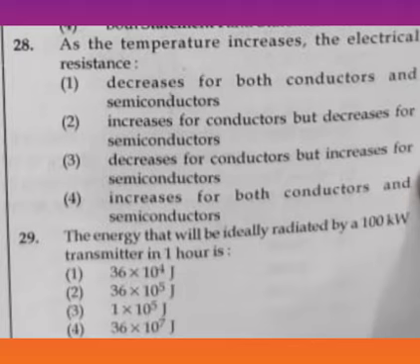Question number 29. The energy that will be ideally radiated by a 100 kilowatt transmitter in 1 hour is: option 1, 36 into 10 raised to power 4 joule; option 2, 36 into 10 raised to power 5 joule; option 3, 1 into 10 raised to power 5 joule; option 4, 36 into 10 raised to power 7 joule. The right answer of this question is option number 4, it is 36 into 10 raised to power 7 joule.